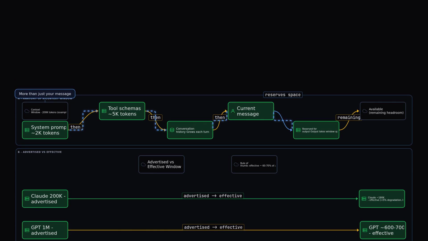First, what is the context window? It's the model's working memory. Everything it can see in a single request, measured in tokens. But everything is more than your message. The system prompt, a couple thousand tokens. Tool schemas, a few thousand more. Conversation history, growing each turn, your current message, and space reserved for the model's output. The model can't write into space that's already full.